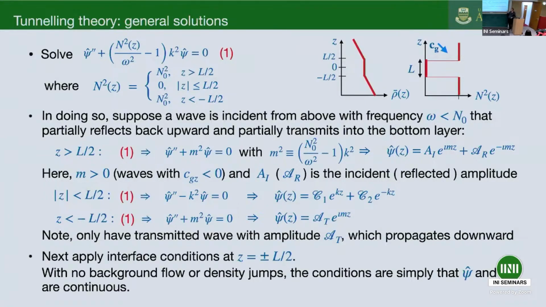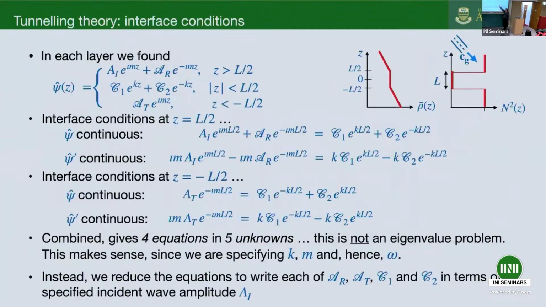And again, that's where the interface conditions come in to match what's going on between each of these three layers. And the condition in this particular case, because the background density is continuous, is that the stream function and its derivative are continuous. So let's use that information. Here are our conditions at the top interface at plus L over 2 for continuity of the stream function and its derivative.